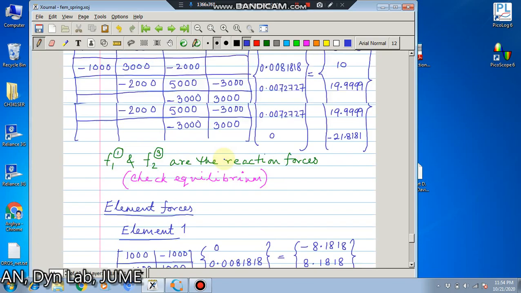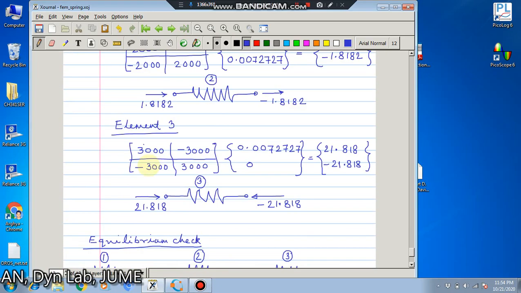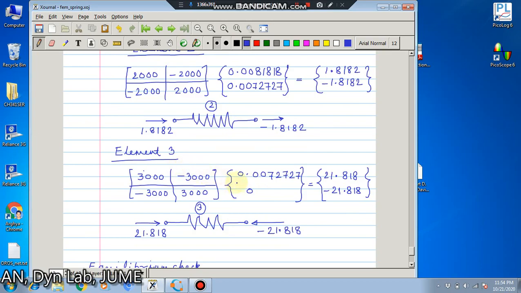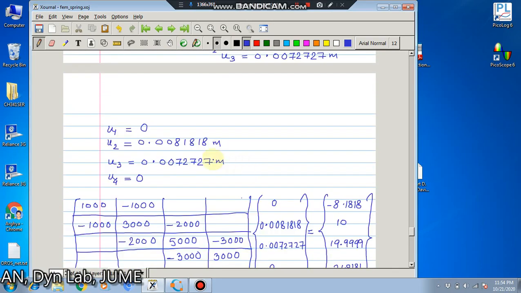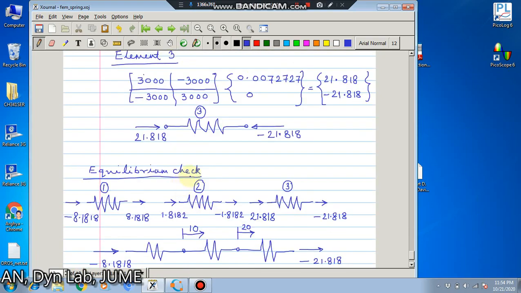And for element 2 you take U2 and U3, and you get this. So this is this, and this is actually in the other direction because this minus is there, so it is in compression. And for element 3 you take U3 and U4. So U3 and U4, if you multiply, you get this and this.